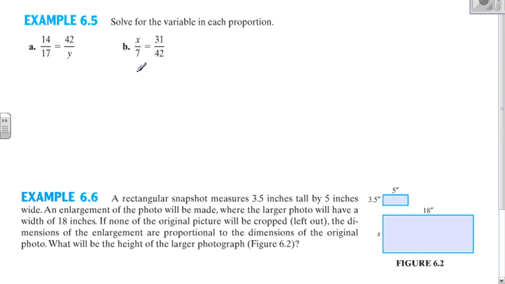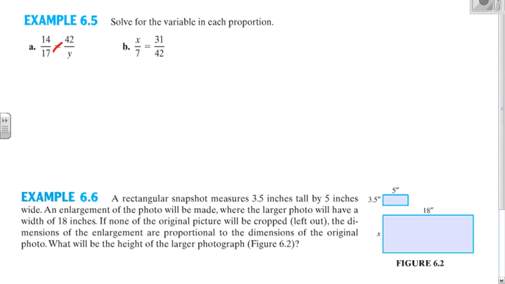If there's a variable in the proportion, you just solve by cross multiplying and then solving that equation. So we get 14 times y equals 42 times 17. That's actually pretty difficult to multiply unless you want to pull out a calculator or do the multiplication by hand, which could take a little while. So there's actually a shortcut.